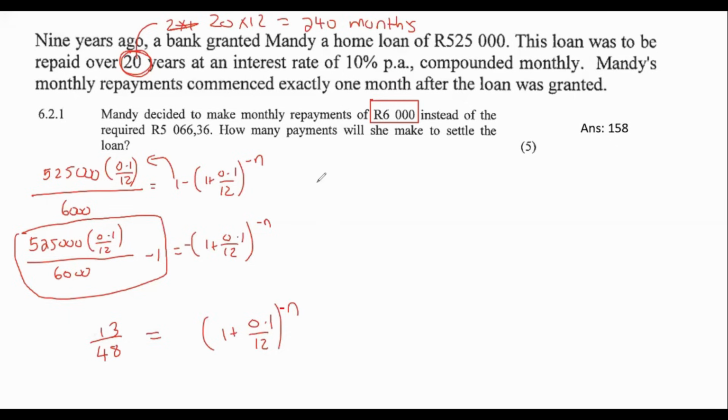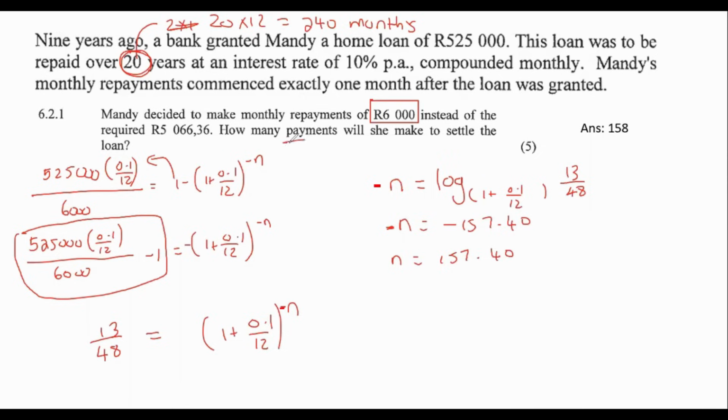And so now we can use logs. And so that would eventually give us n equals log 1 plus 0.1 over 12, and then 13 over 48. And then you type that all in on your calculator, negative, and that's negative 157.40. So that means n is equal to 157.40.